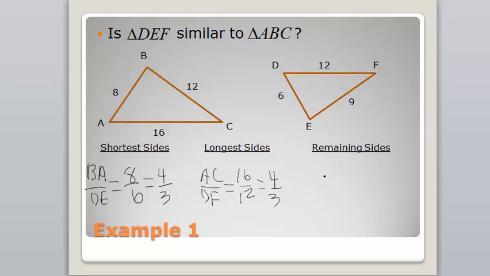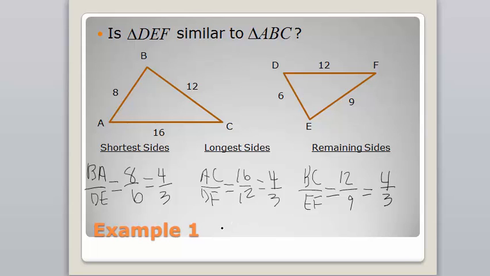And now, it's tempting just to say, oh, I bet the third is, but we better check it just in case. So the remaining sides that we have not used yet, BC and EF. So I get 12 to 9, 3 goes into each one of those, ratio 4/3. So we have a common ratio. We say corresponding sides are proportional.